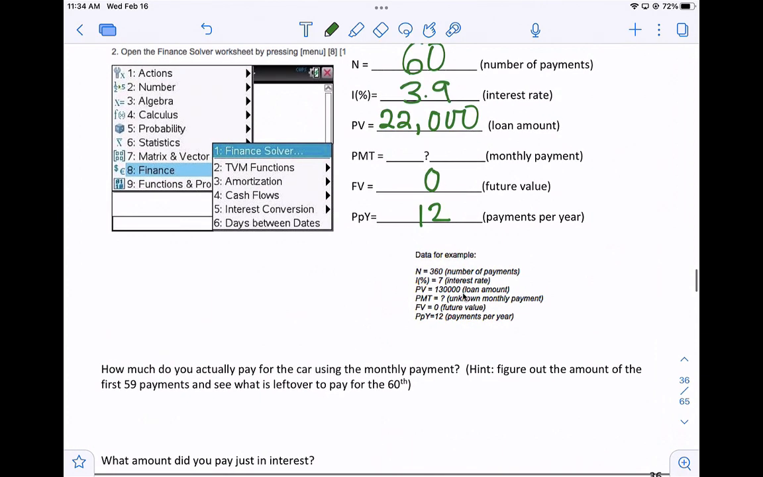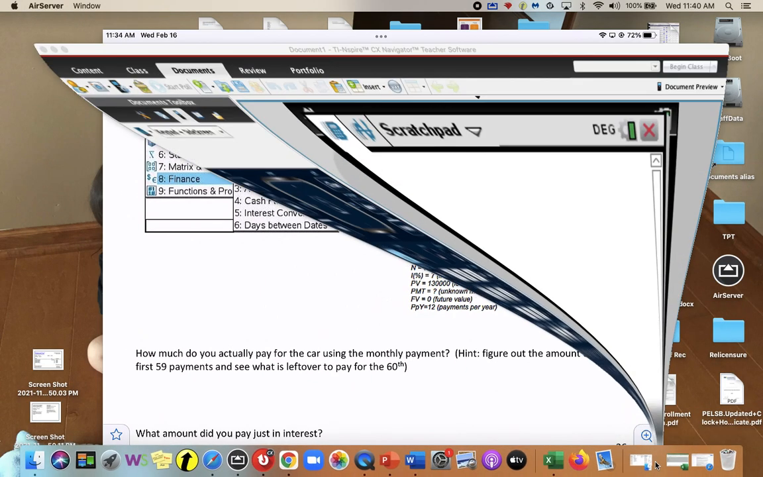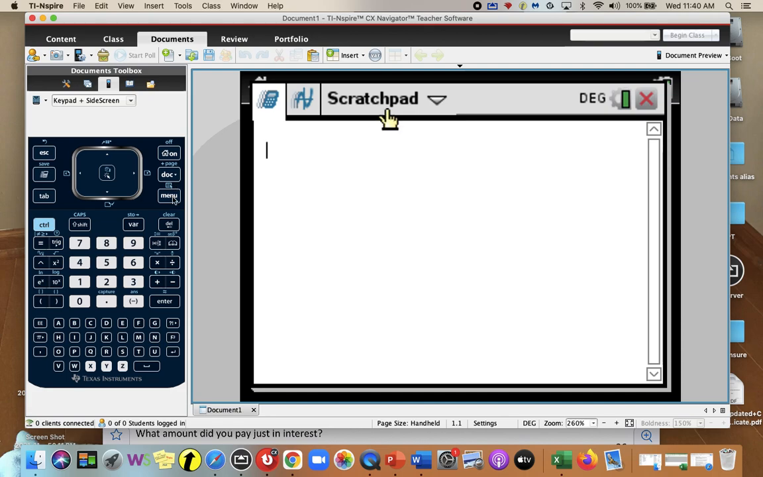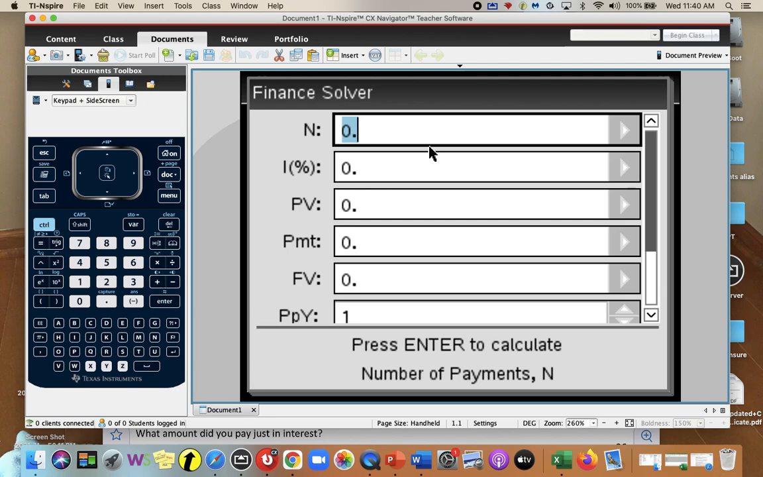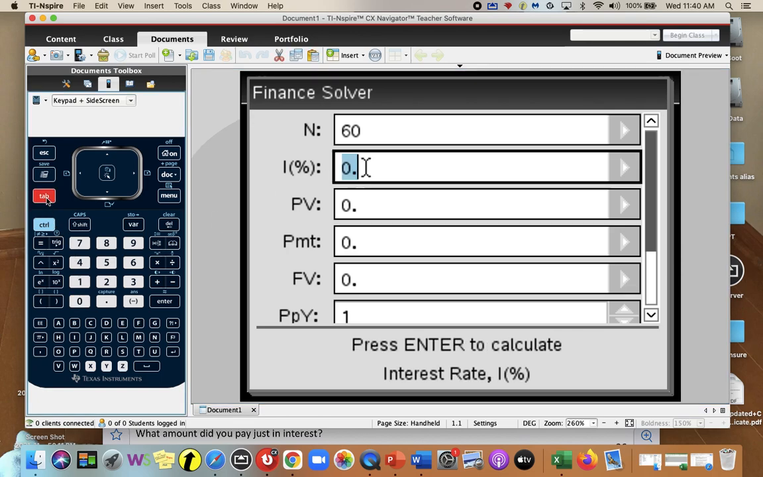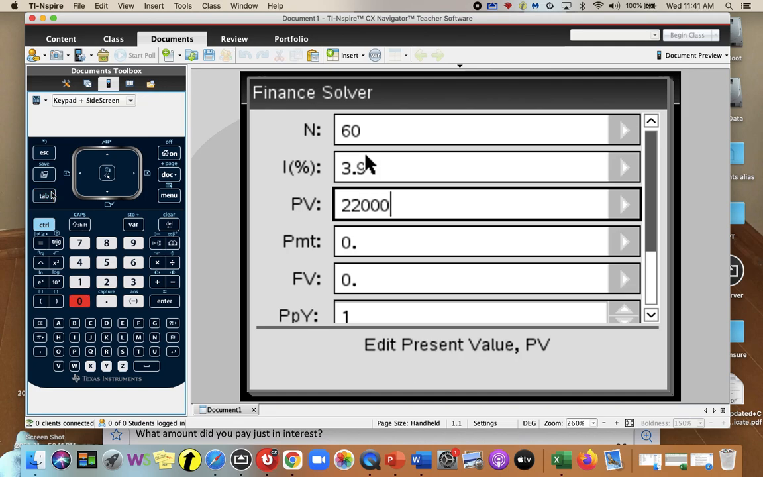So let's actually use our solver to figure out what that monthly payment is to pay off our car in exactly 60 months. Okay, so I'm going to show you on the calculator. You can open up a Scratchpad page or a calculator page and hit Menu, Finance, and this Finance Solver. And again, N was the number of payments, and that's 60 months for our car loan. Then you have to hit Tab on your calculator to go down to the next one. And so it was 3.9% for our interest rate. Tab again, our present value was $22,000 for the car.